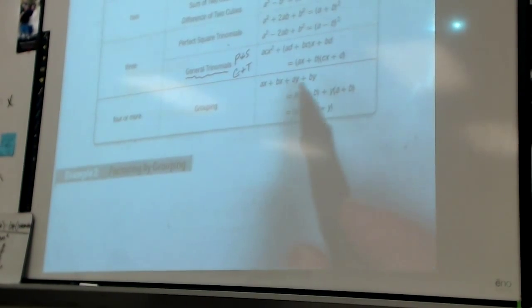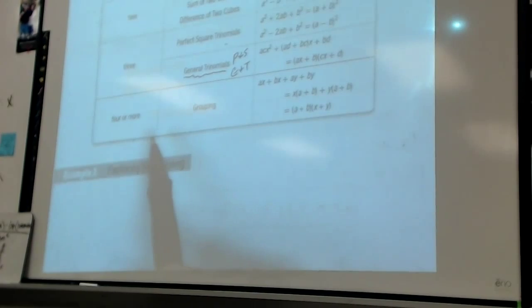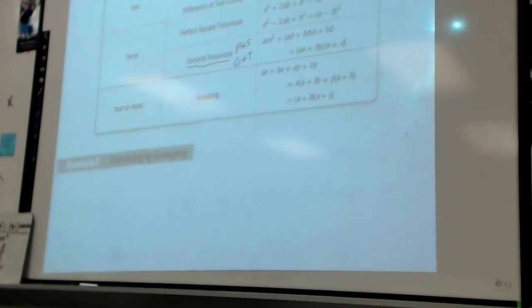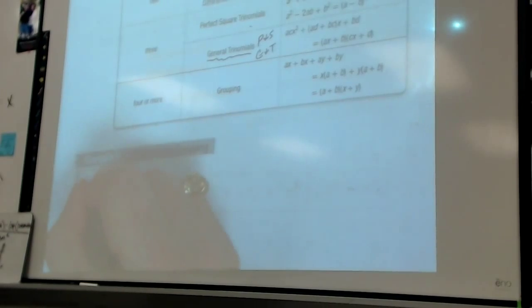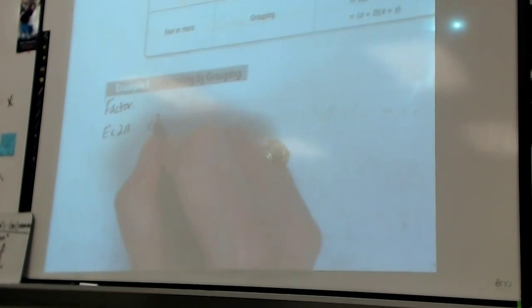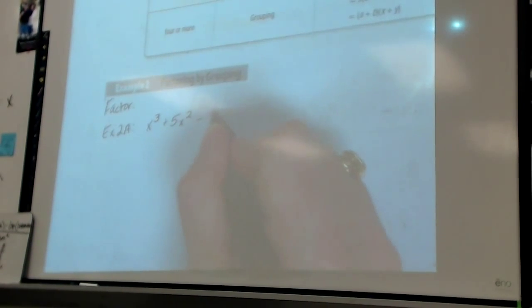All right, and this to me over here is kind of confusing. So, all right, now we're going to move into, well, what if you have 4 or more terms? Well, the first thing you do is look for GCF. But then once you've done that, there is another strategy. It's called grouping. Okay, so that's what we're going to look at now. So, example 2A, and my directions are to factor. I have x cubed plus 5x squared minus 2x minus 10.